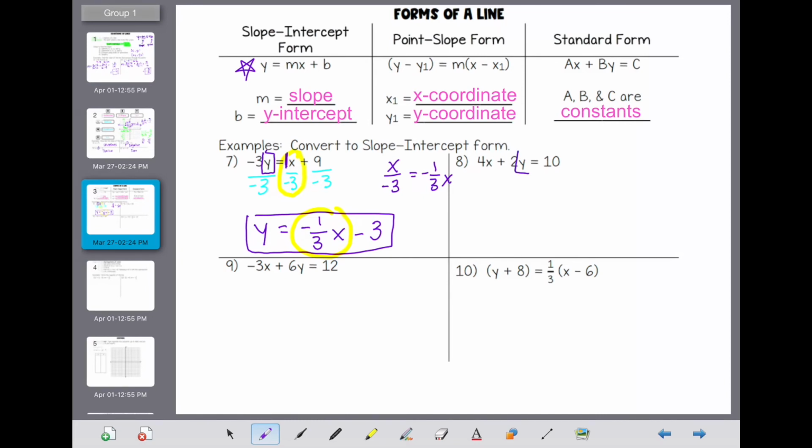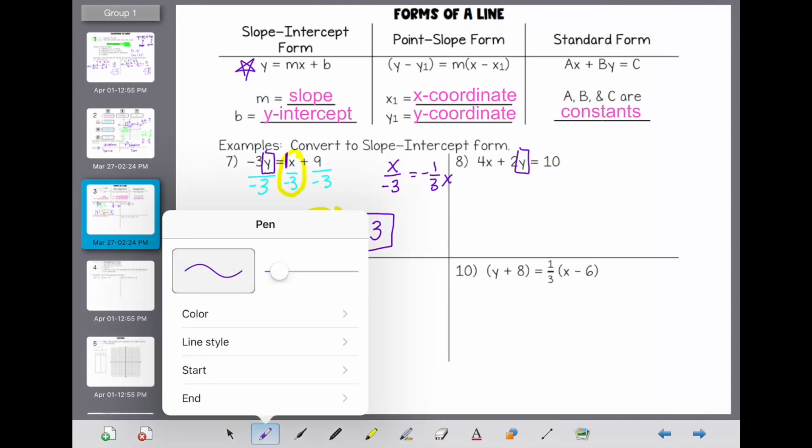Number 8, same idea. I want to get y by itself. So I'm going to have to take care of this 4x in front of it by subtracting it from both sides.